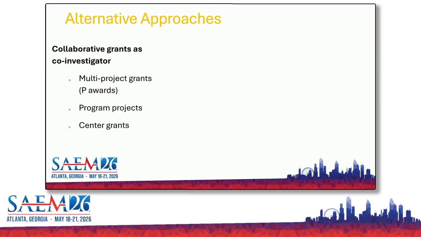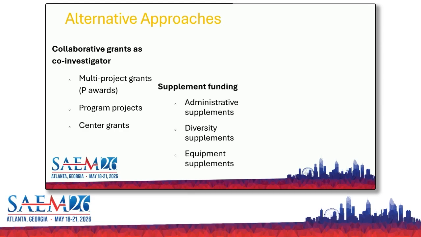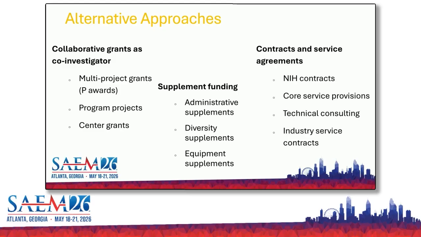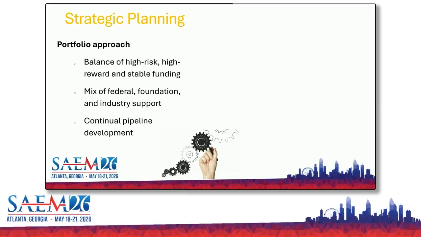Again, I'm just going to go through the next couple of slides because we're close to time. Supplemental funding, like diversity equipment supplements and administrative supplements. Again, the contract: you can take a sub-grant to do a contract for a main grant. Again, the industry service and technical consultant. I'm not going to go through much of that. So I want to spend maybe 3 minutes on strategic planning.